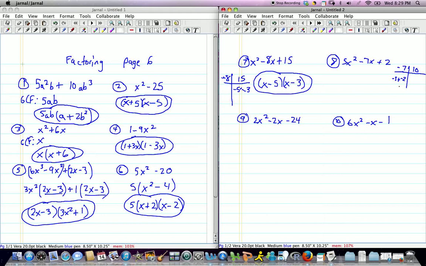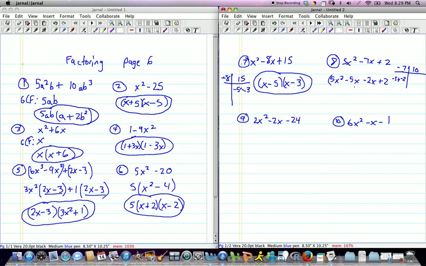So now that I have this, it's going to be a little complicated. I'm going to break this middle term up into these two terms. So I'm going to rewrite the problem by keeping the first one the same, but then instead of writing minus 7x, I'm going to write minus 5x and then minus 2x, because those are the two numbers I found, and I'm going to keep the last number, plus 2, the same.